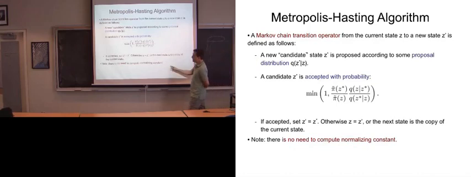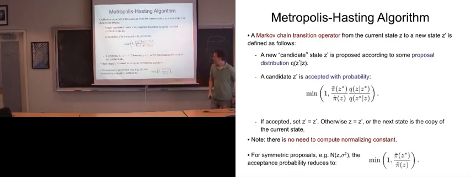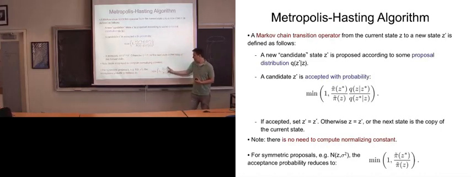Notice that there is no need to compute normalizing constants for pi. That's important. We're making the assumption that p tilde is something that we can compute. Right? For symmetric proposals, which was the original Metropolis algorithm, so for example, if you say, well, I'm going to be sampling from a Gaussian distribution, my proposal is going to be a Gaussian distribution centered at my current state with some variance, then the acceptance simply reduces to this ratio.